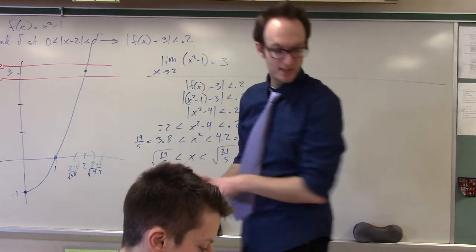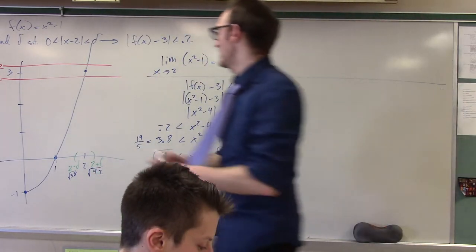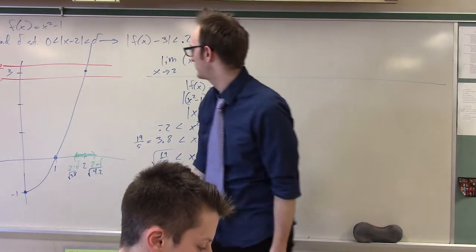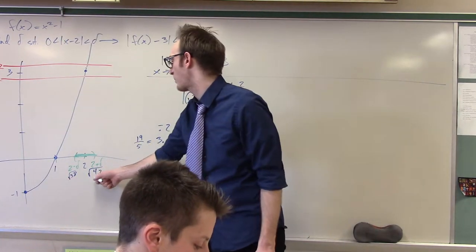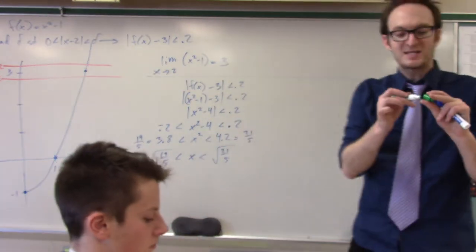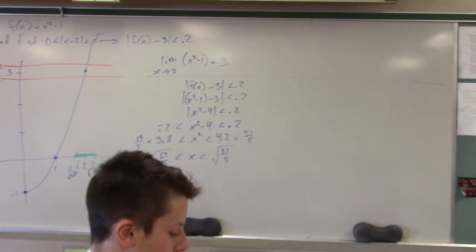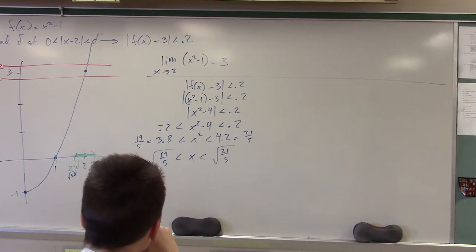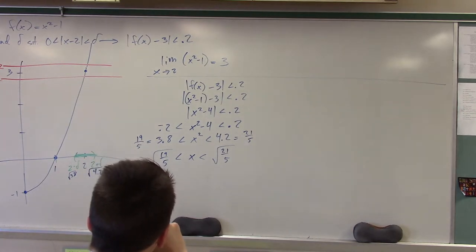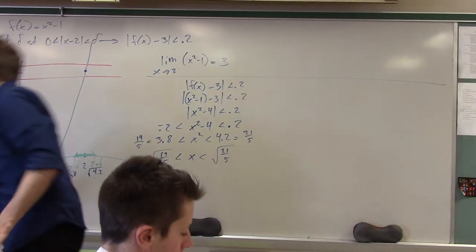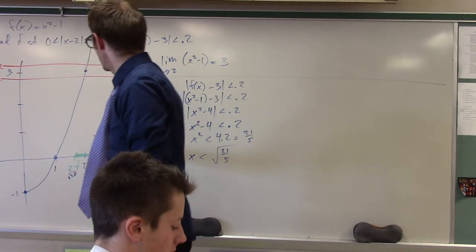And what our algebra has just told us is as long as I stay between root 19 fifths and root 21 fifths, then I will land between the parallel lines, right? But you can't have two different. Not only that, but neither of those numbers is the correct answer for delta, because delta represents how far away you're allowed to be. So it's like 2 minus, 2 minus.